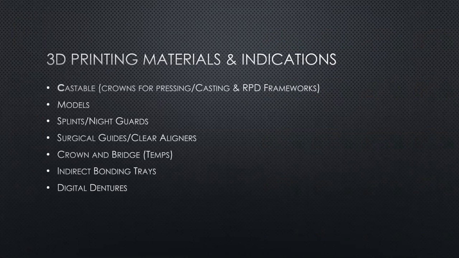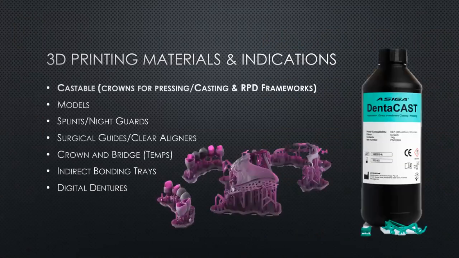So first up is castable applications. When you produce something like a pattern for pressing or casting, so things like veneers, metal copings, RPD frameworks, if you're anything like me and just a mediocre technician when it comes to using your actual hands, but you're extremely comfortable with a mouse and keyboard, I'd much rather design a veneer or full crown using a computer and then have it printed so you can achieve more intimate fits compared to, let's say, milling.